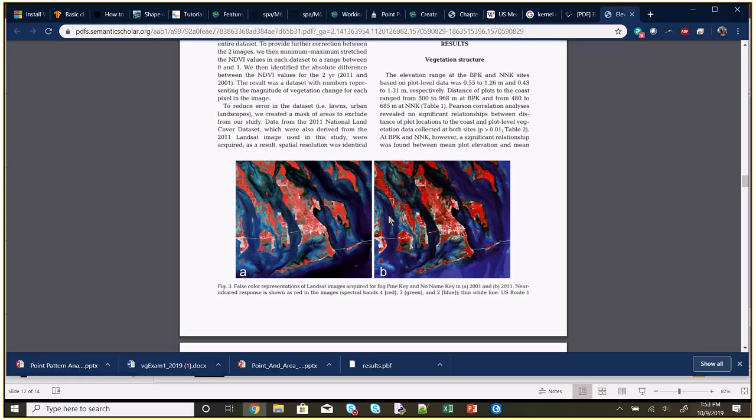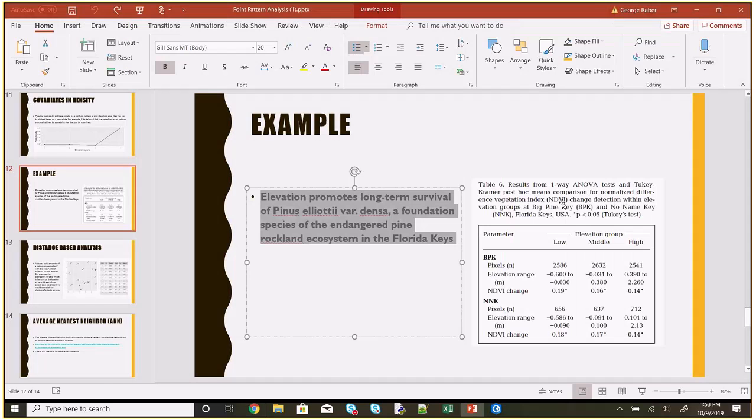But let's say they were points, and we could calculate the number of trees that died or changed versus the number of trees that stayed around, based on elevation. So we can make one polygon representing the very low elevations, one representing the medium elevations, and one representing the very highest elevations, and calculate the number of changes. So that's what this chart is showing here.